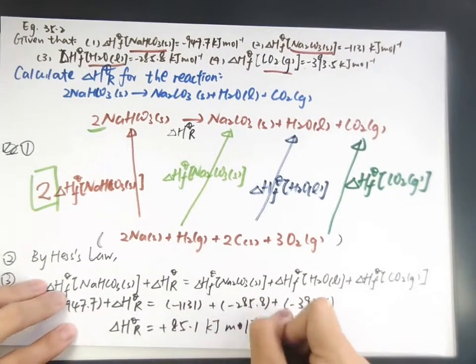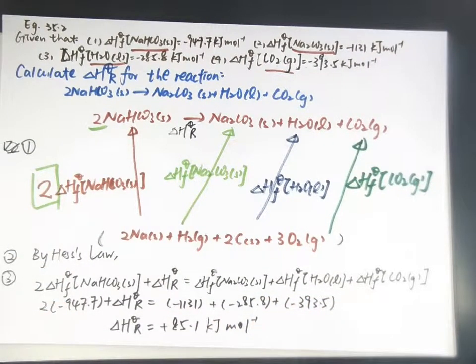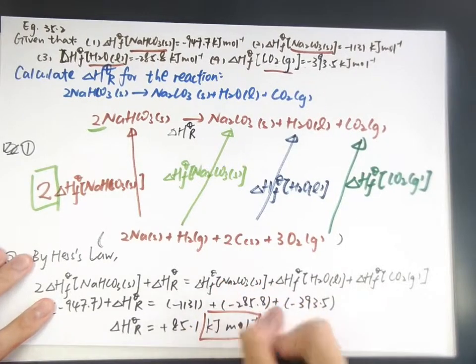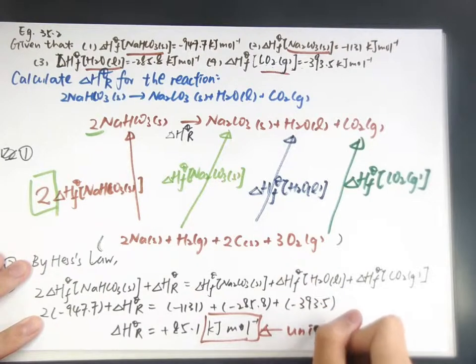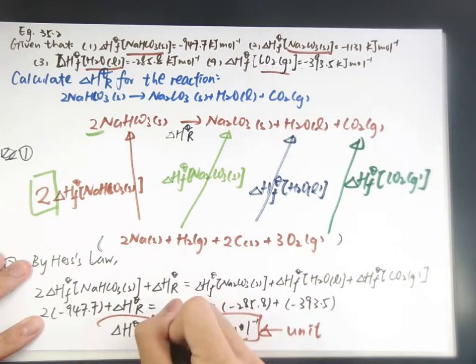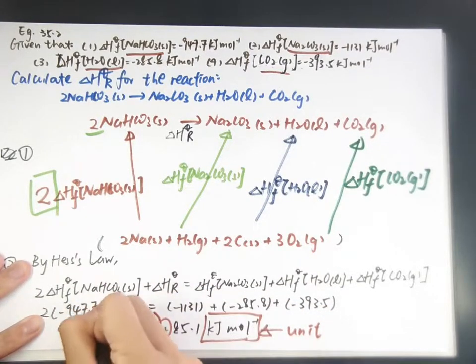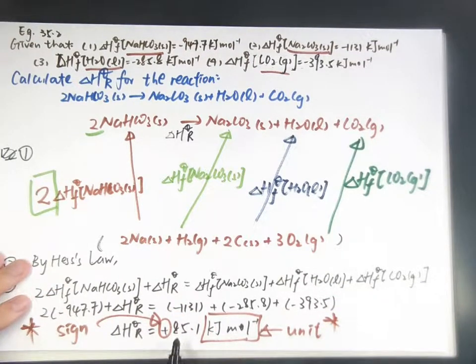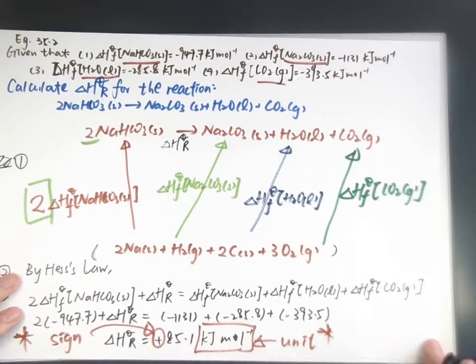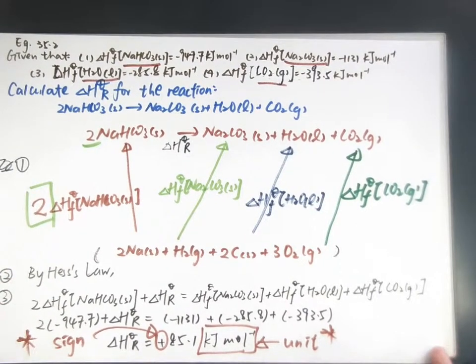So remember to put down the correct unit, kilojoule per mole, and put down the sign. Put down both things and the correct value so that you can obtain the mark for the answer. Okay, so we have completed this question.